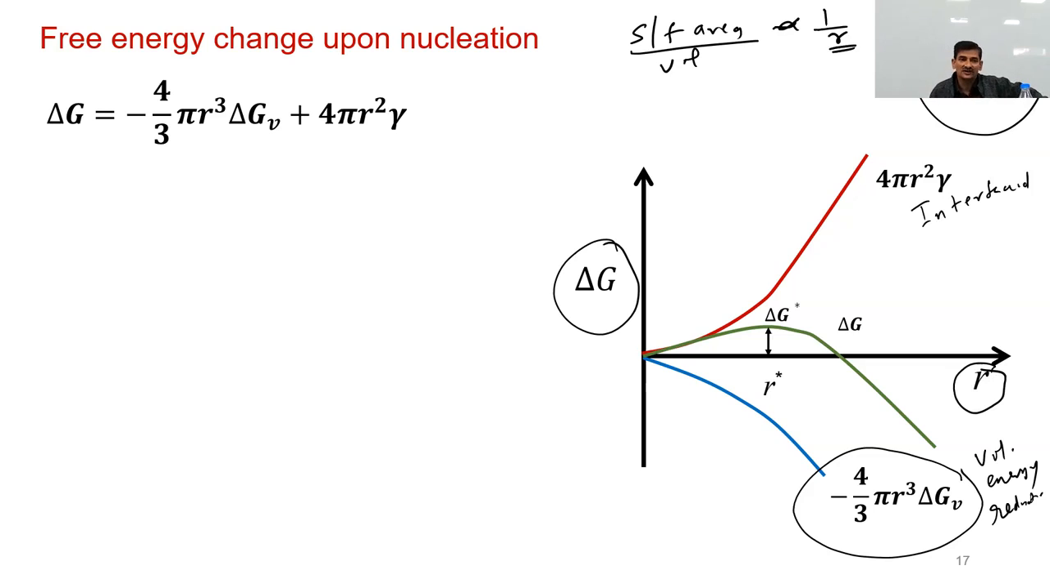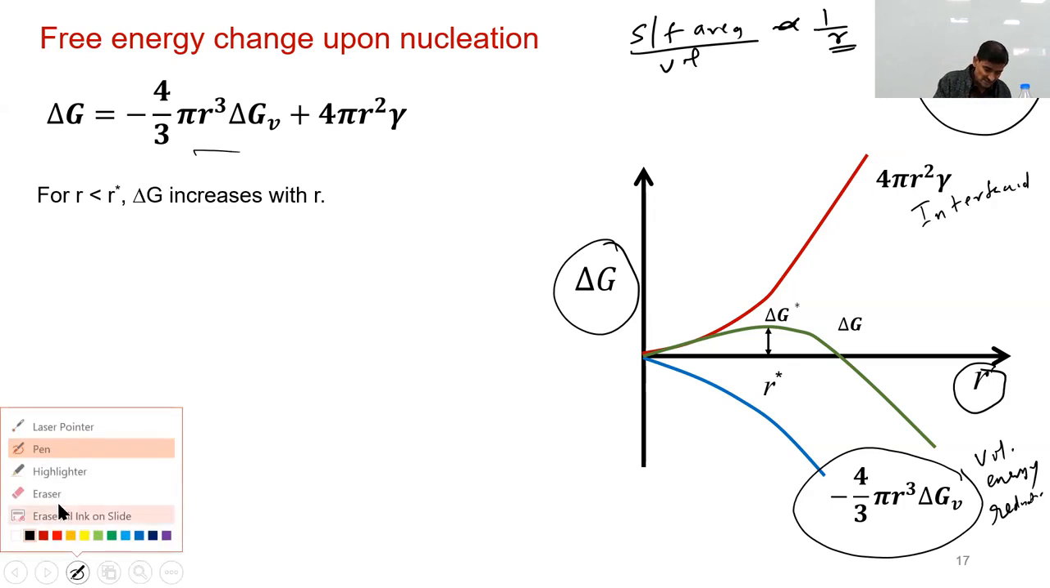So let us look at this free energy change delta G associated with the formation of a spherical cluster of radius R. We have two terms: the free energy change is minus 4 pi R cubed by 3 into delta GV plus 4 pi R squared gamma. So what happens? We'll come to the derivative a little bit further on. I will first just explain this graph.